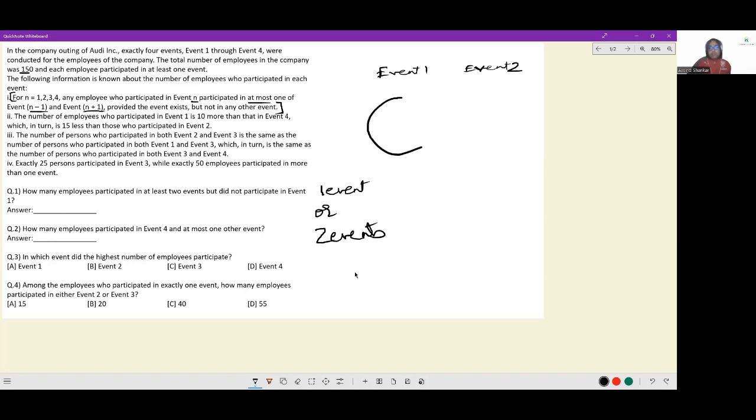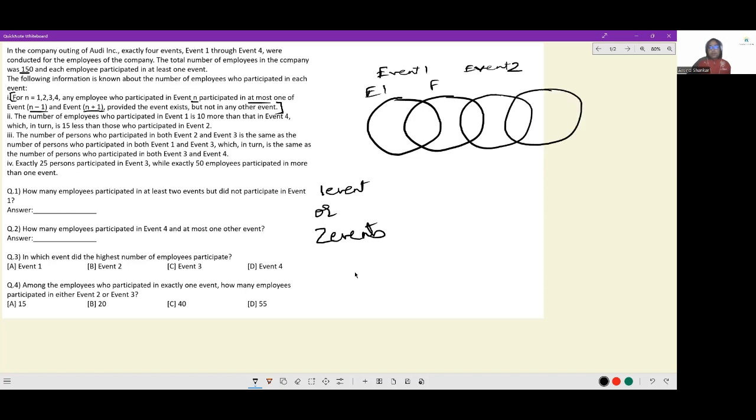Representation wise, a simple way to show it would be this: event 1, event 2, event 3, and event 4. Can you see that event 1 and event 3 will not have any overlap? Event 1 and event 4 will not have any overlap. Event 2 and event 4 will not have any overlap. The only possible places of overlap are 1 and 2, 2 and 3, and 3 and 4. These are the only possible places where a person is participating in multiple events.